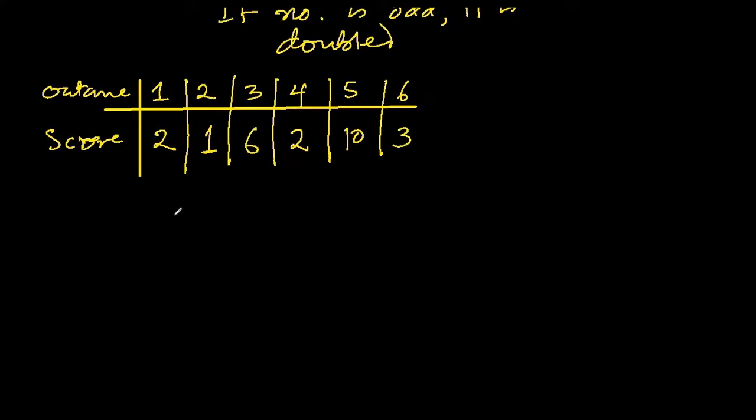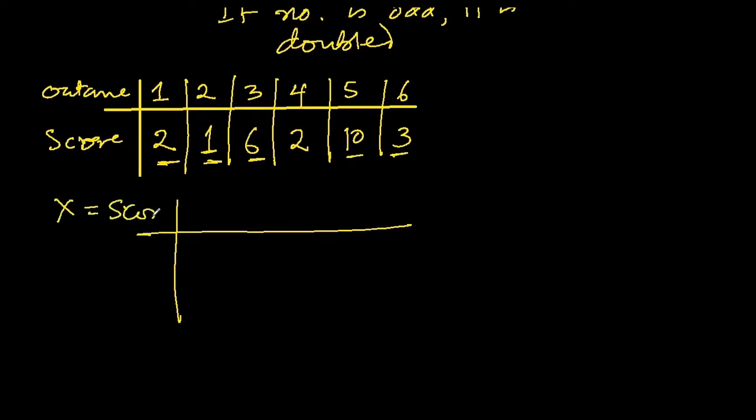So now we can have a score of 1, 2, 3, 6 and 10, right? We can have these scores possible with rolling a die. So we will write the variable x is the score, right? Score is 1, 2, 3, 6 and 10. These are the only possible outcomes possible.